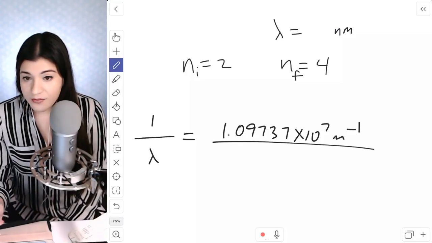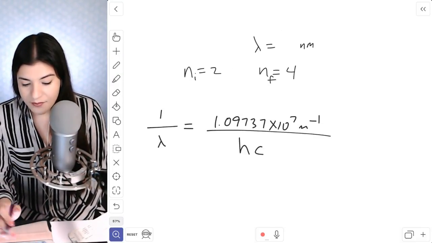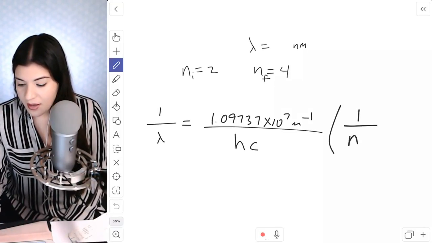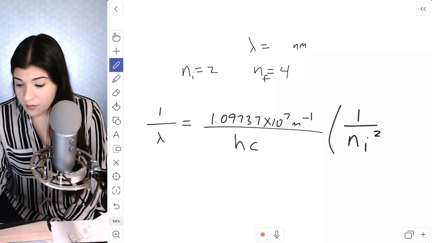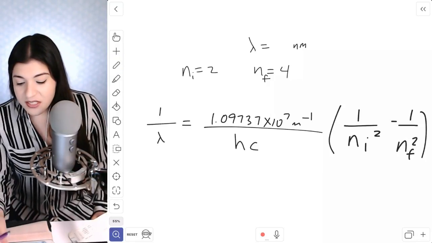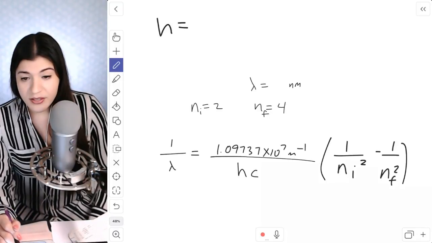Okay, this is in meters to the negative first, divided by Planck's constant times our speed of light, and then times 1 divided by n initial squared minus 1 over n final squared. I'm now going to plug in all the values. Now, h and c are just constants that are known. So h is called Planck's constant.